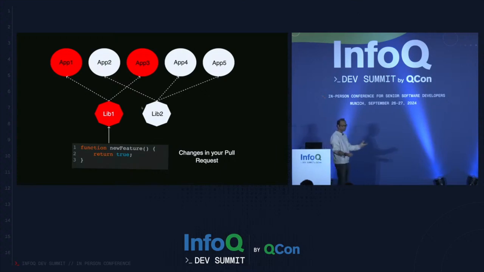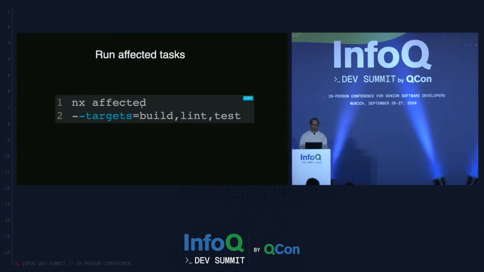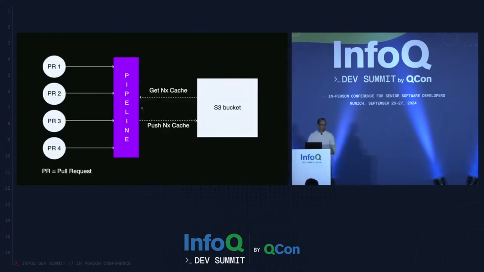So you push a new code, which affects your library 1, in turn affects app1 and app3. So what we will do is we will just run affected tasks. We'll say, okay, run affected and do build lint test. That's it. And we retrieve the cache from S3 bucket. As of today, we are using S3 bucket to push our cache and then retrieve it back whenever there is a change, right? So we just retrieve it back from the S3 bucket.